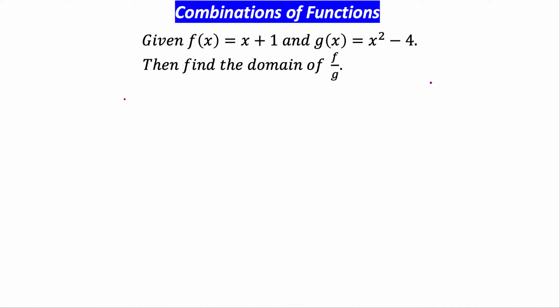In this case, we already know the first function, f of x, is a linear function, and g of x is a quadratic function. Whenever we have the quotient or the division of f of x and g of x, when the first function f of x is a linear function and g of x is a quadratic function, in this case we are going to have a rational function.